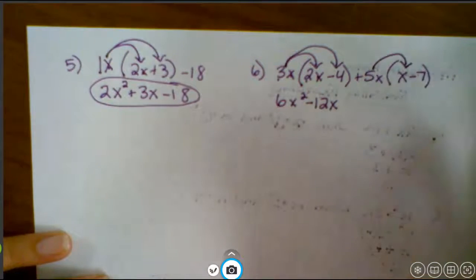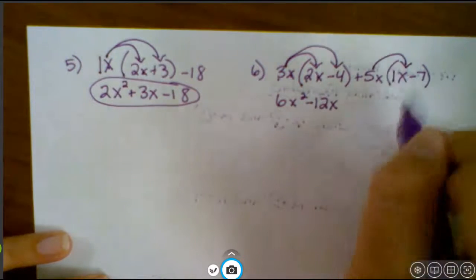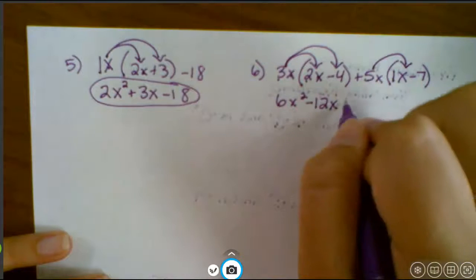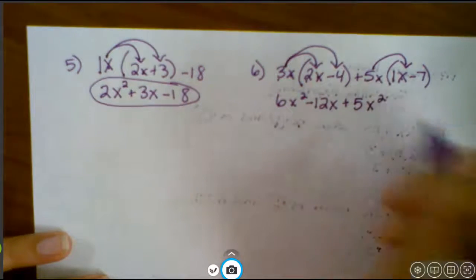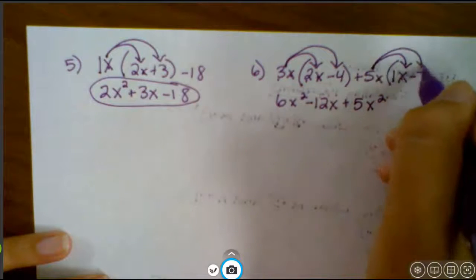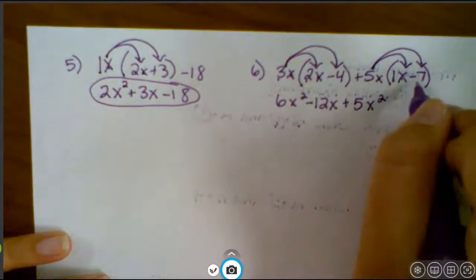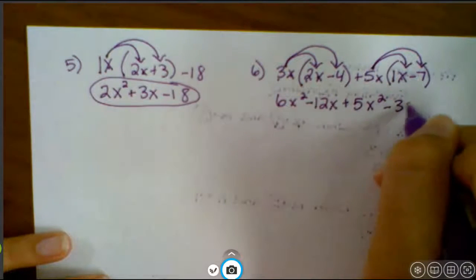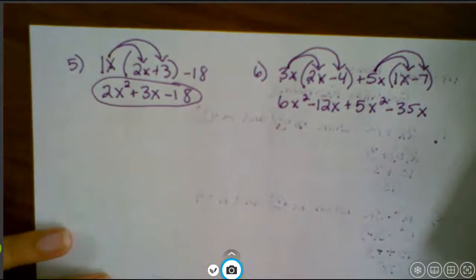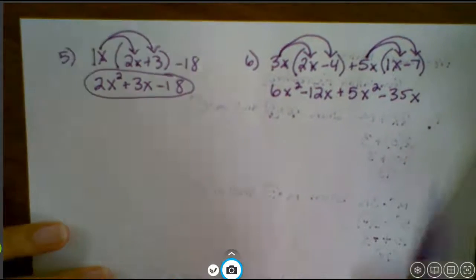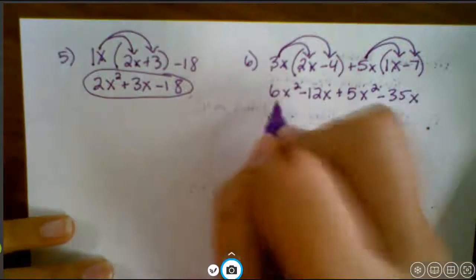Then do your 5x. 5x times x. Remember, there's a 1 in front of an x, so 5 times 1 is plus 5. X times x is x squared. And then 5x times negative 7. 5 times negative 7 is negative 35. And then tag on your x. Now we have to look to combine like terms. So I'm going to start with my x squareds because that's my highest power.